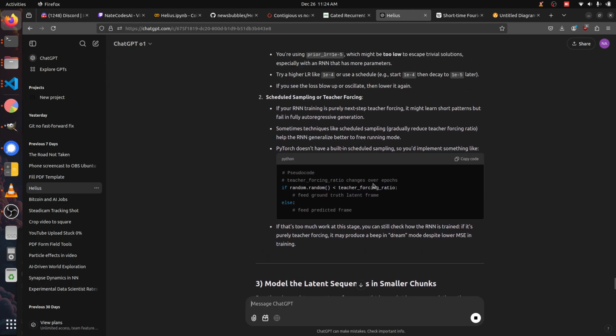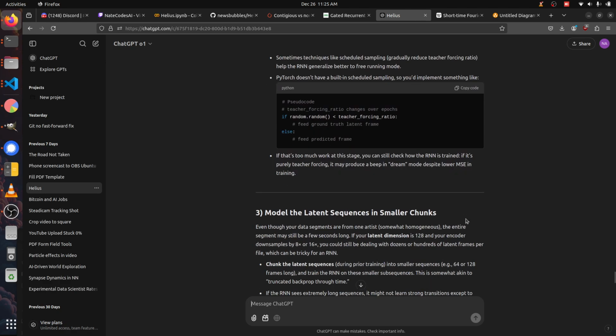Teacher forcing. Purely next step teacher forcing, it might learn short patterns but fail in fully autoregressive generation. We're not doing autoregressive generation, I think. Well, maybe. Okay. Sometimes techniques like scheduled sampling gradually reduce the teacher forcing ratio, helping the RNN generalize better to free running mode. Python doesn't have built-in scheduled sampling, so you'd implement something like: if random is less than the teacher forcing ratio, feed the ground truth latent frame, otherwise feed the predicted frame. If that's too much work at this stage, check how the RNN is trained. If it's purely teacher forcing, it may produce a blob in dream mode despite lower MSE training. Oh, let's try this first.